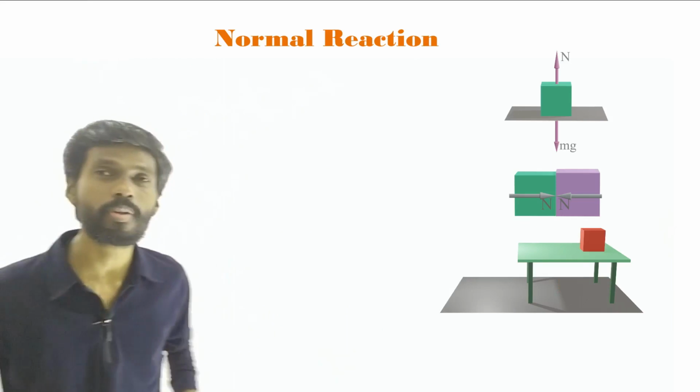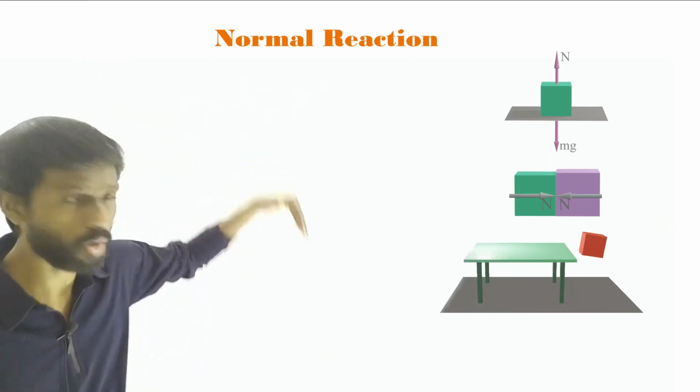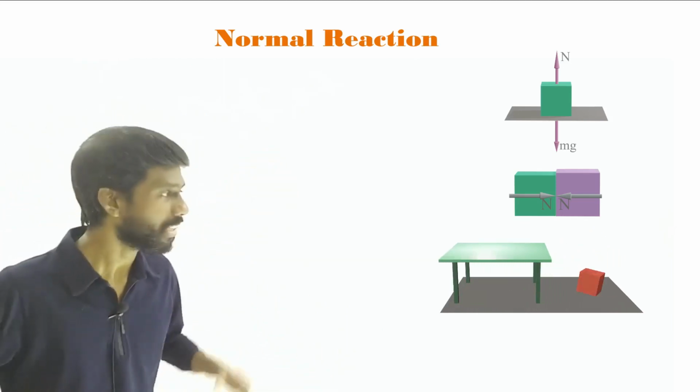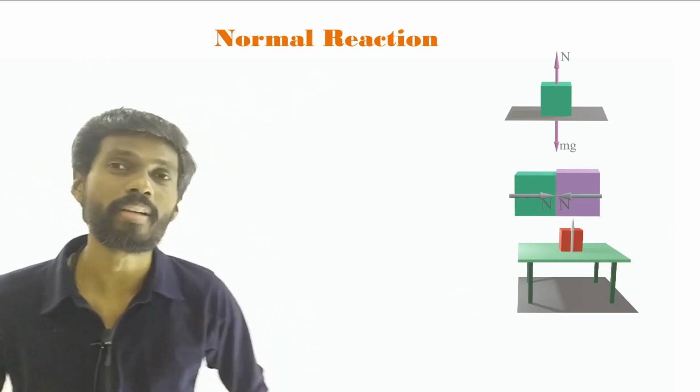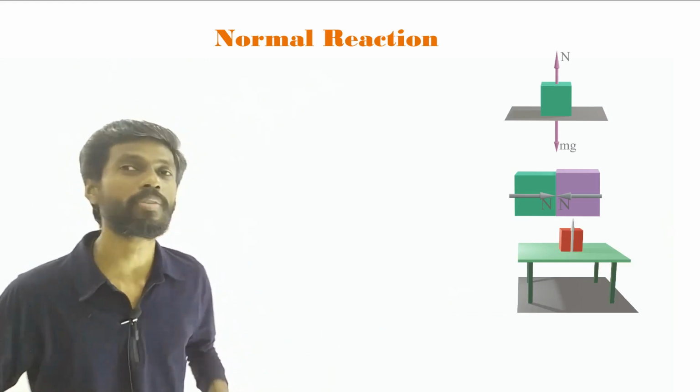Otherwise, the gravitational force would be the only force acting on this object in the downward direction. So against the gravitational force, the surface exerts a force in the opposite direction. This force is called a normal reaction. So it is also an electromagnetic force only.